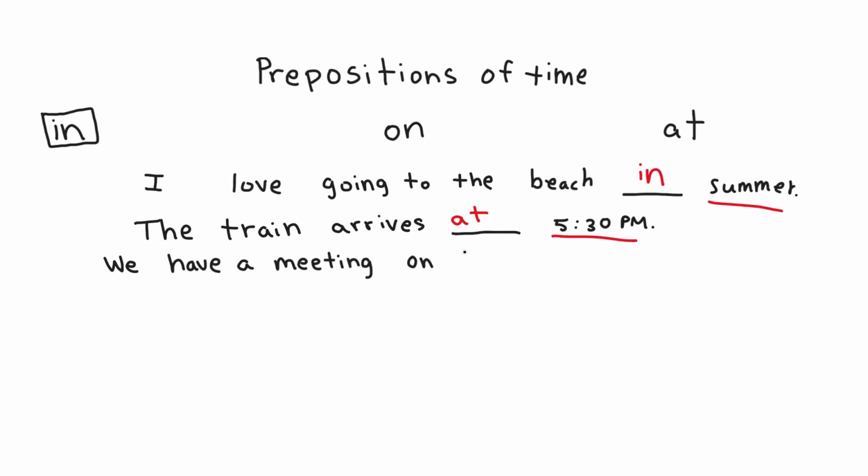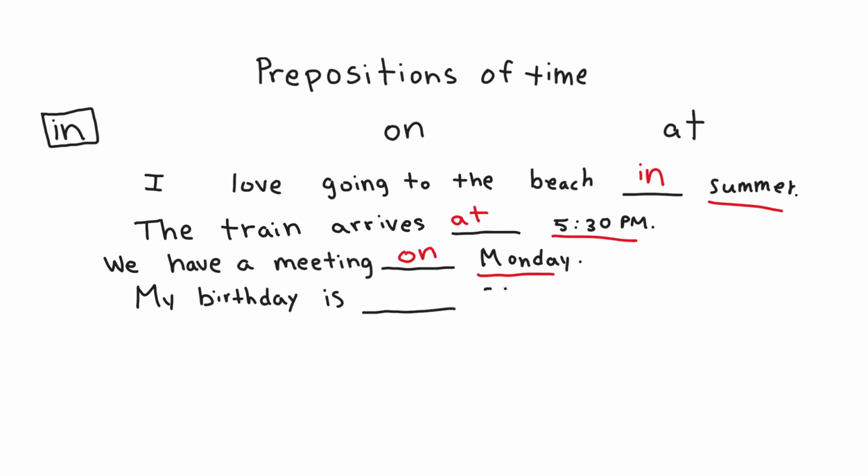We have a meeting blank space Monday. So on Monday. Here is another example. My birthday is blank space July. So July is a month and we use in for months.